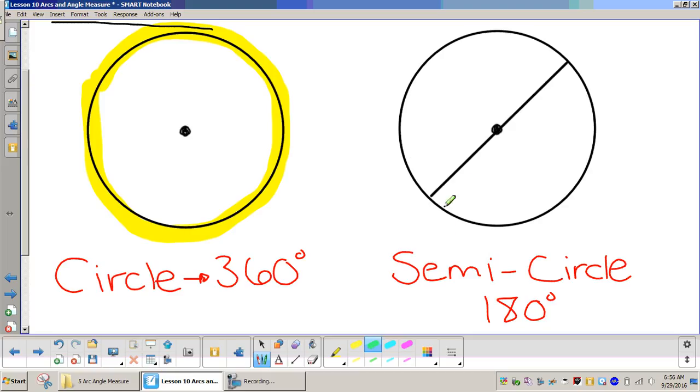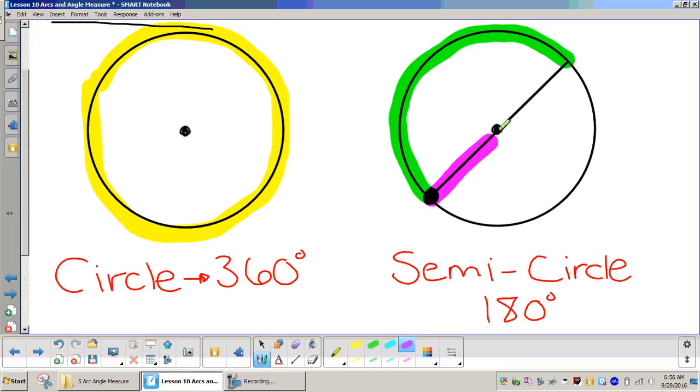And one special arc would be a semicircle. That's half of a circle. Semicircle is 180 degrees. And it's created by any diameter. So a diameter goes through the center of the circle and starts and ends on the circle like this purple or pink line. So this cuts the circle in half and creates a semicircle. So each of these halves, the green one and the yellow one, are both 180 degrees.